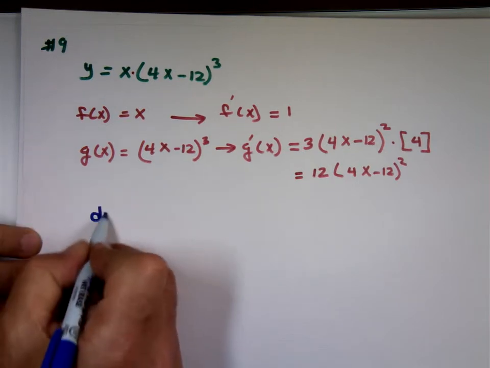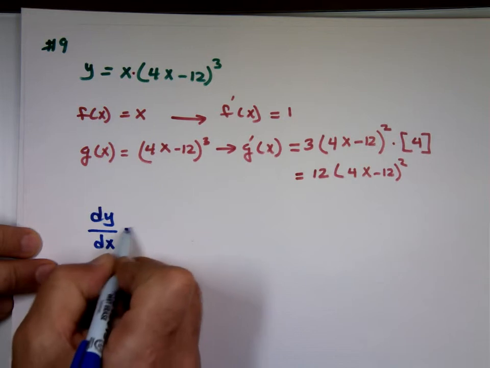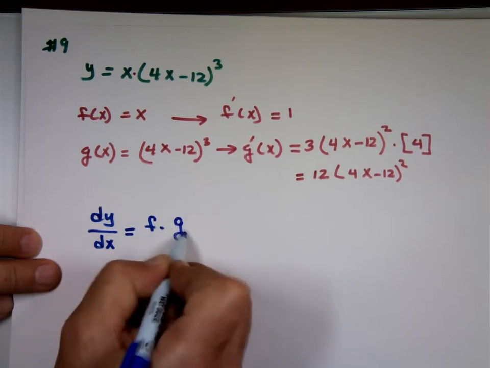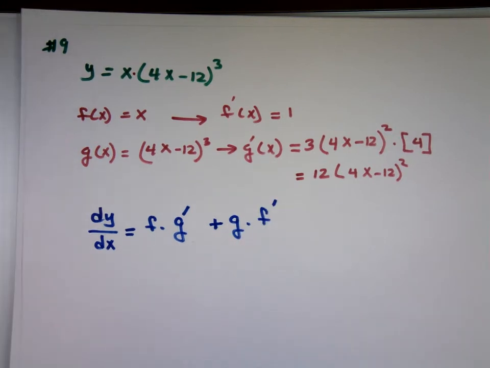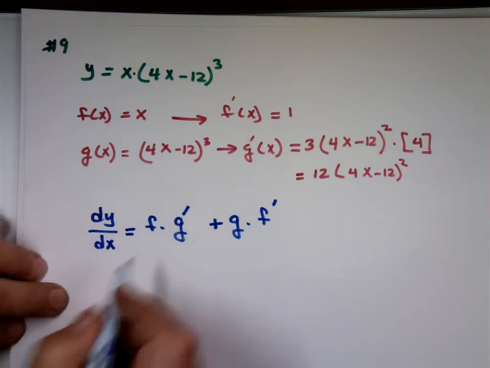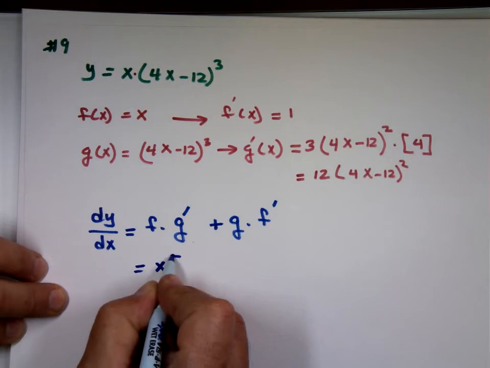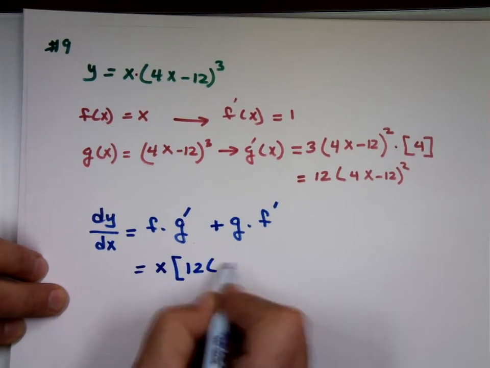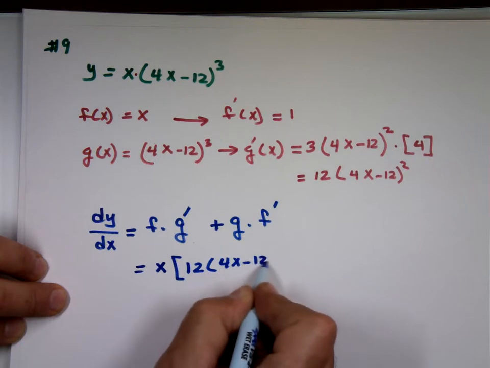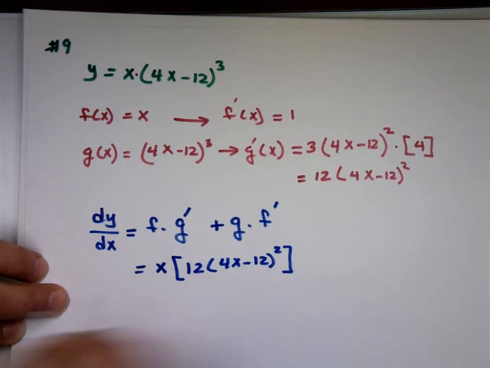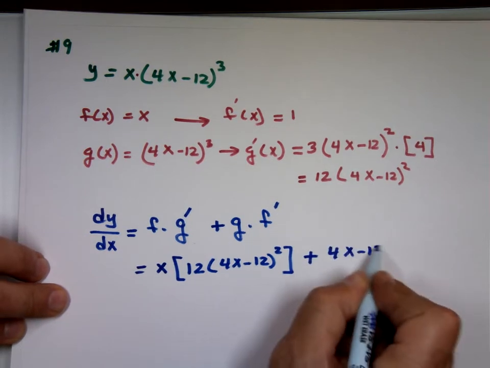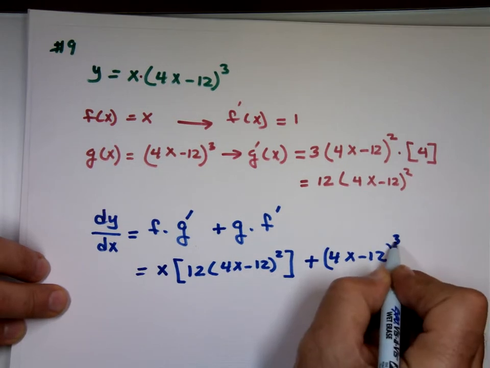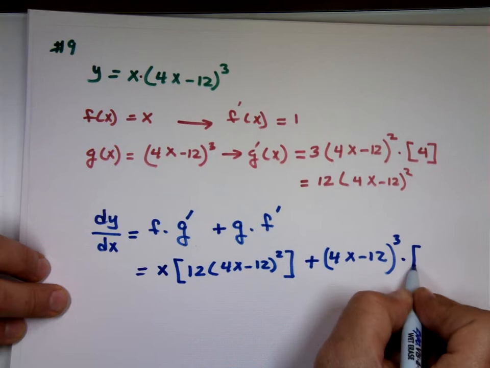So what is the derivative? What's dy/dx? The product rule says that's what? f times g′ plus g times f′. What's f? x. And what's g′? 12 times (4x − 12) to the power of 2, plus g(x), which is (4x − 12) cubed, times f′, which is what? 1.